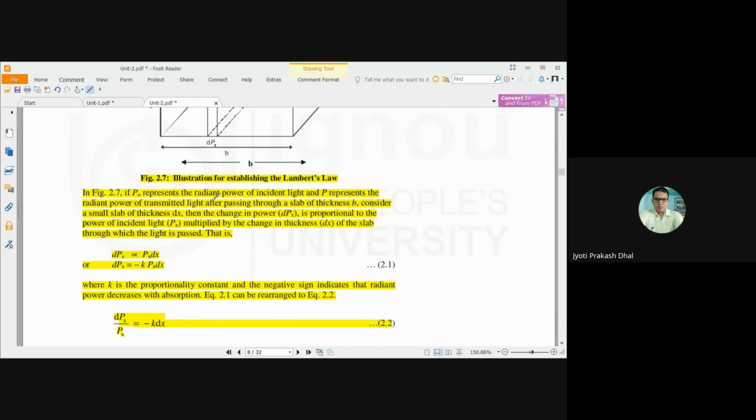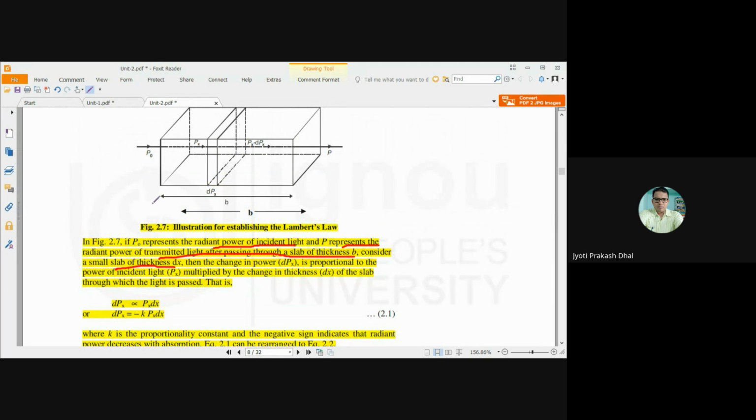Let P naught represent the radiant power of the incident light, and P represent the radiant power of the transmitted light after passing through a slab of thickness b. Consider a small slab of thickness dx. Here this is the slab of thickness b through which the light will be passed, P naught is the intensity of the incident light, and P is the intensity of the light after being transmitted through the sample of thickness b.